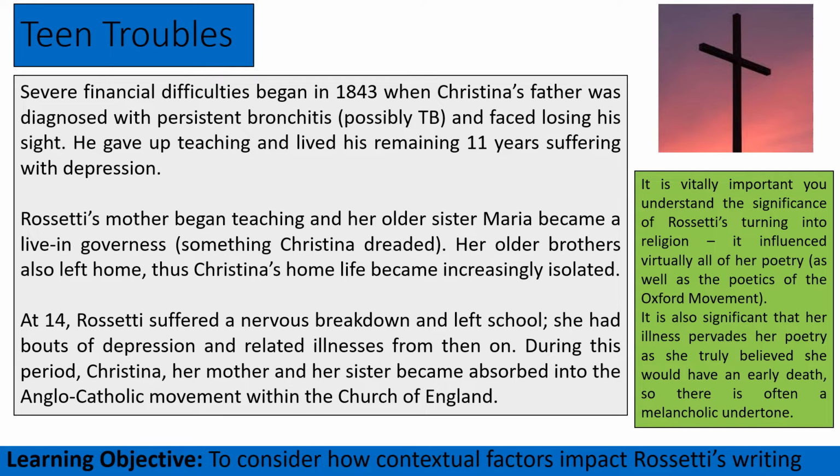So Christina had a bit of a rough teenage time, essentially, and it sort of never really got better. So in 1843, the family had severe financial difficulties. Christina's father was diagnosed with persistent bronchitis, which we today would probably know as TB, so a very serious illness, and he faced losing his sight. So due to this, he had to give up teaching, and he lived his remaining 11 years suffering with depression, because of course he's given up his life's work. Everything he loved and enjoyed doing, he's now given up because he simply cannot do it.